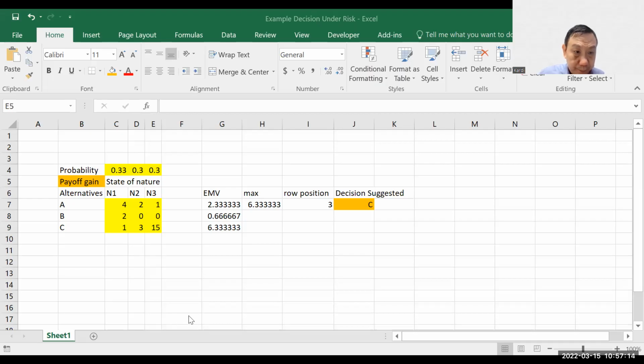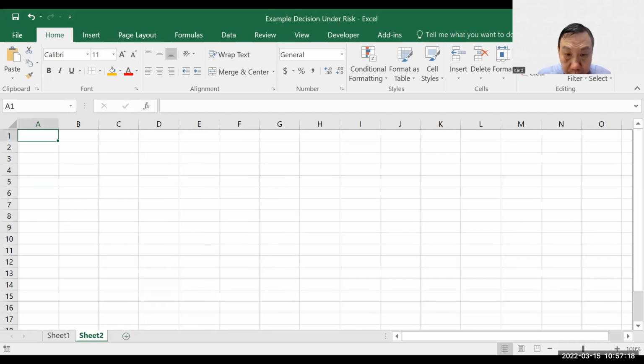I will share with you Excel. And what's the value?